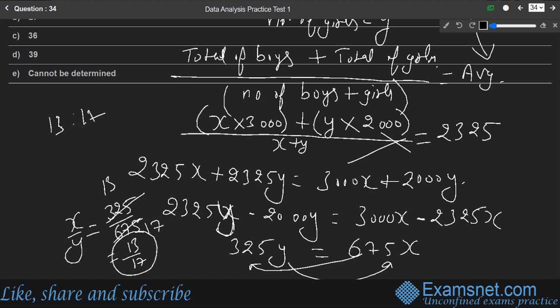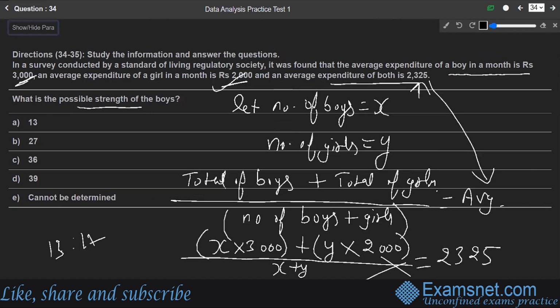So this is just giving me the ratio, not the number. But he's not asking for the exact number, rather he's asking for the possible number. So the ratio of boys to girls is 13 is to 27. So a possible number of boys could be simply 13. Okay, so that is the right answer, 13.